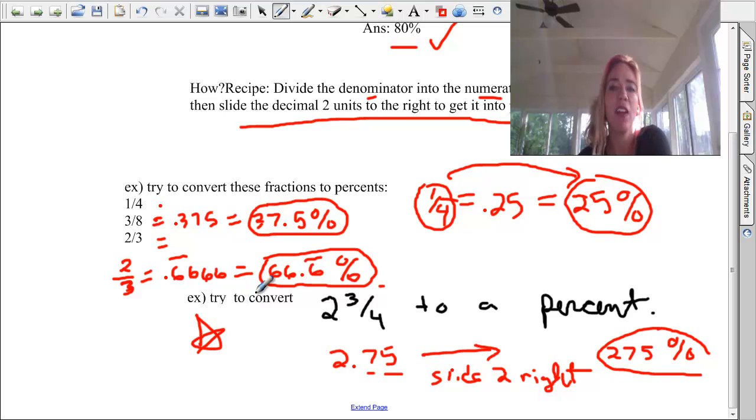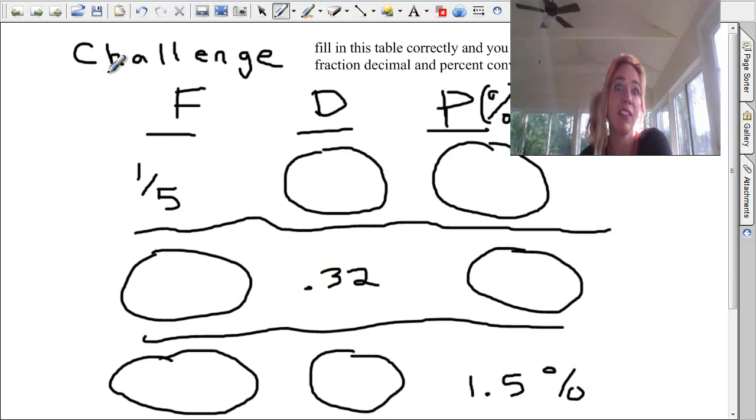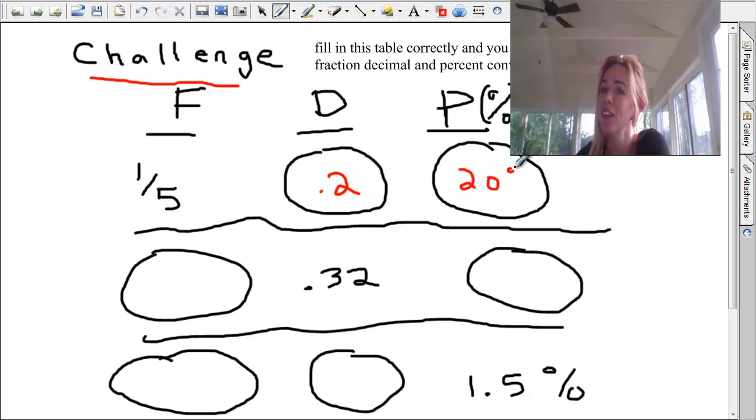So, all right, hope that helps. Let's see what's cooking on the next slide. Now this is your ultimate challenge, the FDP challenge. Can you fill in this table correctly? So maybe you want to hit pause, try it on your own, but 1/5 is going to be 0.2 as a decimal, which is going to be 20%.